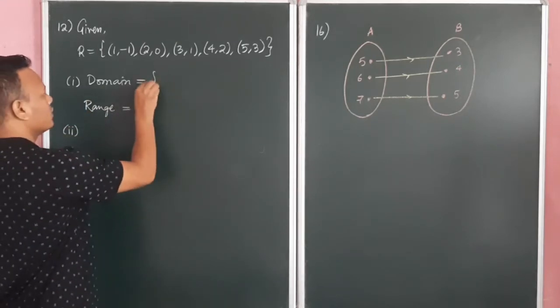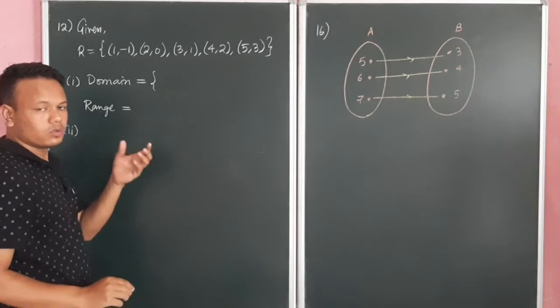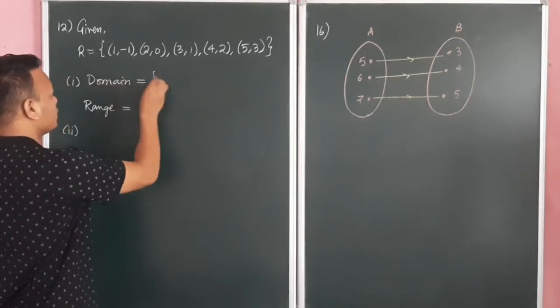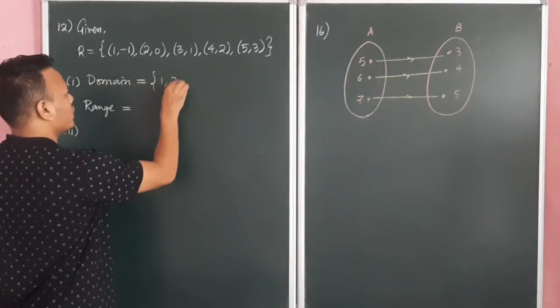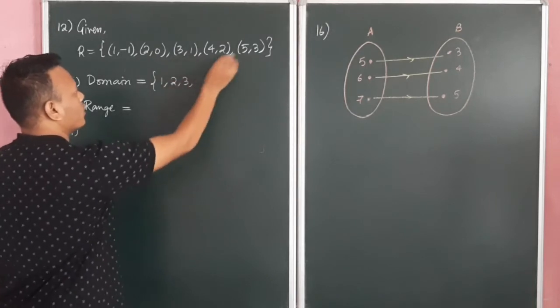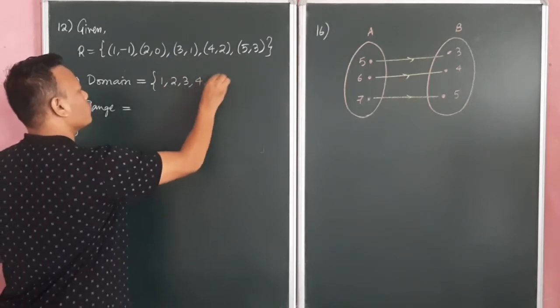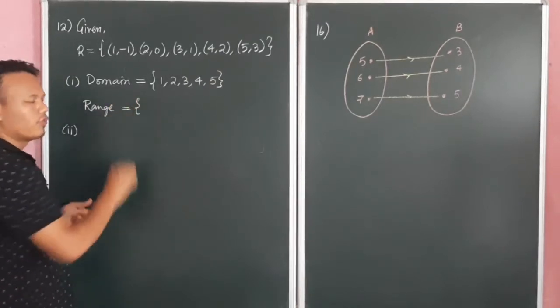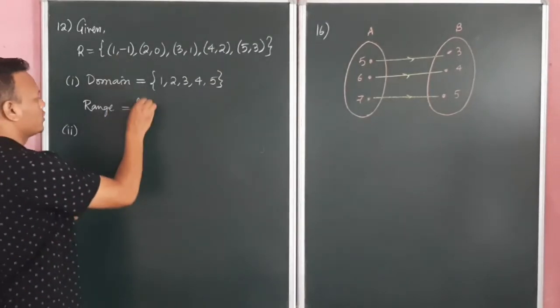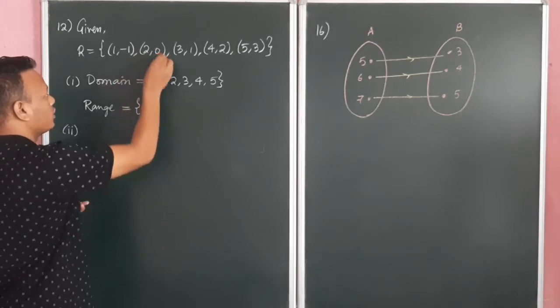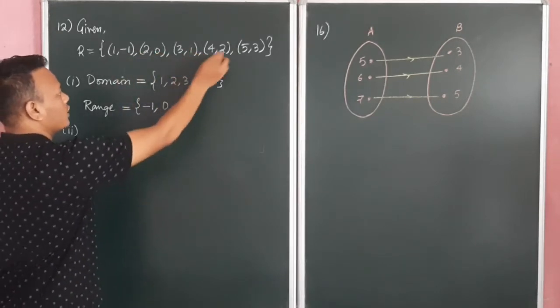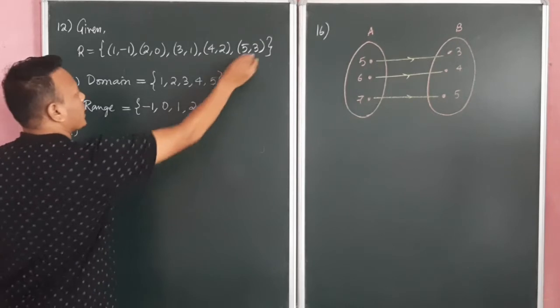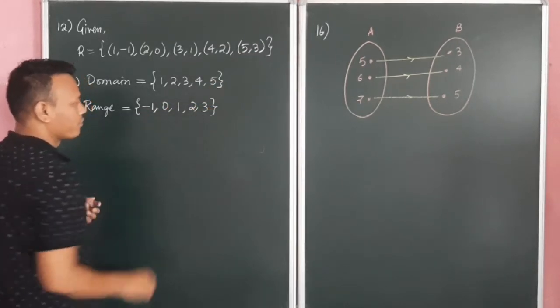Yes, the domain says that we need to include all the first elements. So the first element here is 1, here it is 2, here it is 3, here it is 4 and 5. So this gives you the domain for this particular relation, and the range is given by the set of all second elements. So here the second element is -1, here it is 0, here it is 1, here it is 2 and here it is 3.